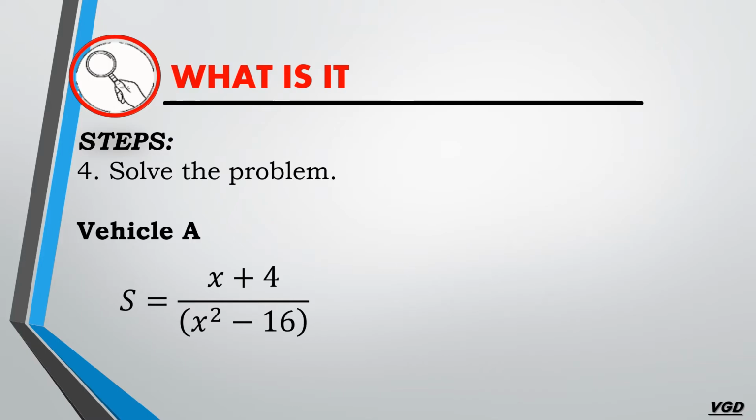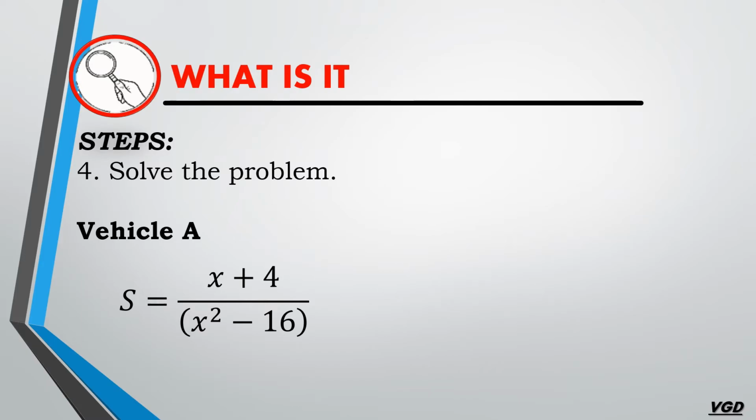The fourth step in solving word problems is to solve the problem itself. So let's solve first our vehicle A. Let's find its speed. We have here the equation S is equal to x plus 4 over x squared minus 16.